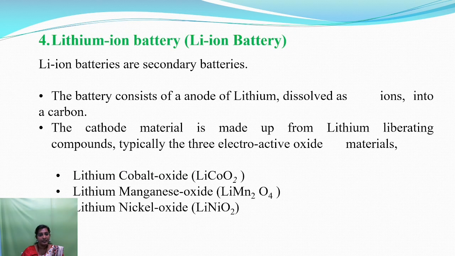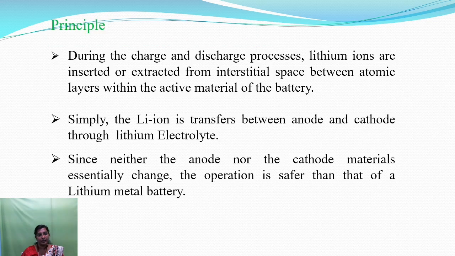The next battery is the lithium ion battery. It is a secondary battery, a rechargeable battery. The battery consists of an anode of lithium dissolved as ions into carbon. The cathode material is made up of lithium-liberating compounds, typically three electroactive oxide materials: lithium cobalt oxide, lithium manganese oxide and lithium nickel oxide. These are the principles of the lithium battery.